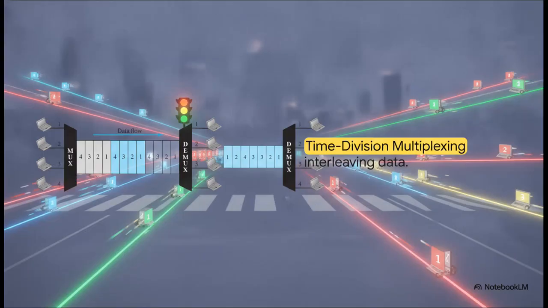So time-division multiplexing, or TDM, leaves the analog world behind. This is a strictly digital process where several connections share that high-bandwidth link sequentially.